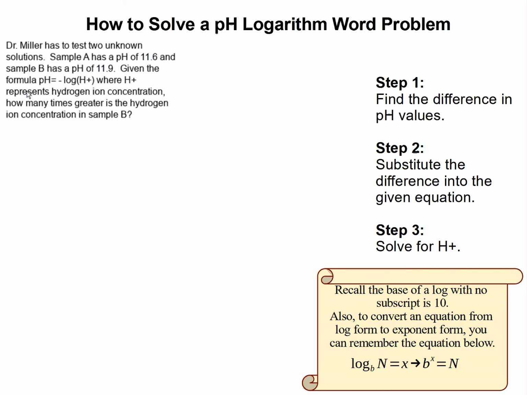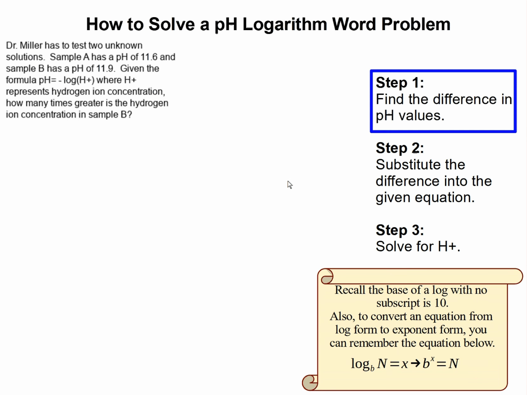Given the formula, pH equals the negative log of, we could say, hydrogen ions, where hydrogen ions represents hydrogen ion concentration, or we could say H plus represents hydrogen ion concentration. How many times greater is the hydrogen ion concentration in sample B?